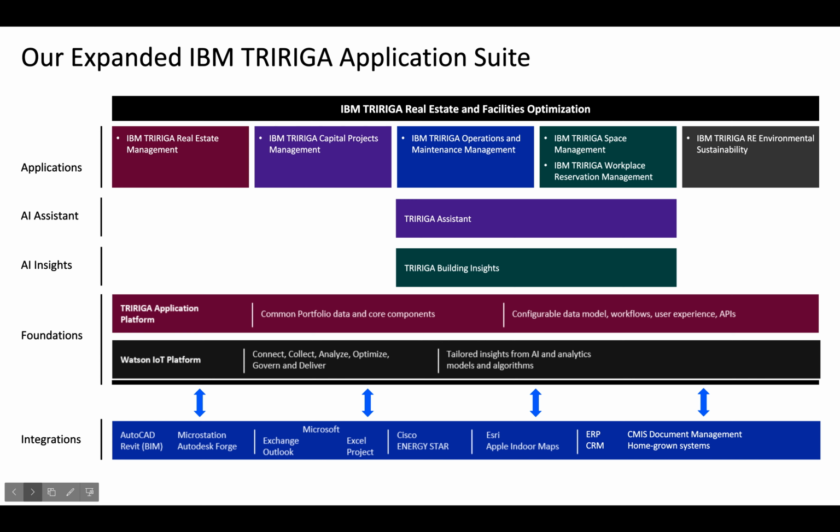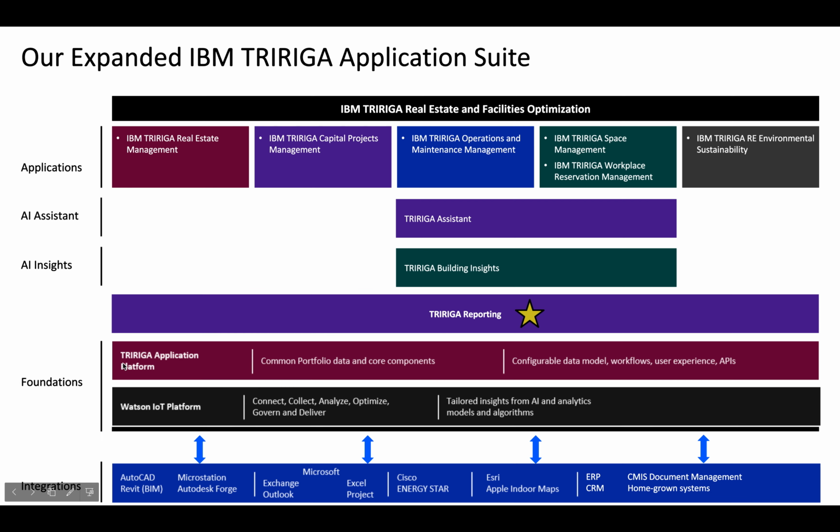So you may not be familiar with this. This is the expanded TRIRIGA application suite. So this is everything TRIRIGA. At the top, you're going to see the 5 applications: real estate, like lease management, then capital projects management, so project program management. Then we have operations and maintenance, space management, and then TRIRIGA Trees, which is the environmental and sustainability application. Then at the bottom below that, you're going to see the 2 current add-ons, which are the Assistant and the TRIRIGA Building Insights. And then TRIRIGA Advanced Reporting fits in right here where you see the little star in the middle.